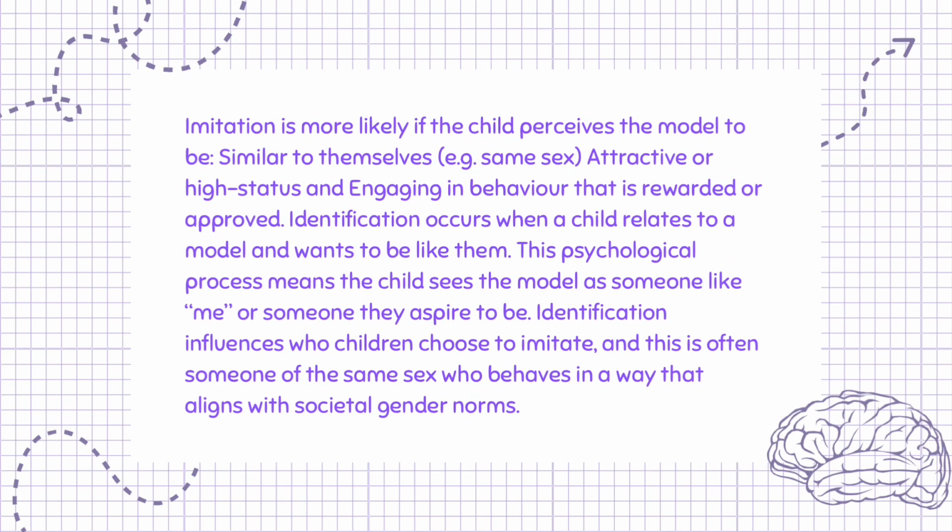Imitation is more likely if the child perceives the model to be similar to themselves, e.g. same sex, attractive or high status, and engaging in behavior that is rewarded or approved. Identification occurs when a child relates to a model and wants to be like them. This psychological process means the child sees the model as someone like me or someone they aspire to be. Identification influences who children choose to imitate, and this is often someone of the same sex who behaves in a way that aligns with societal gender norms.